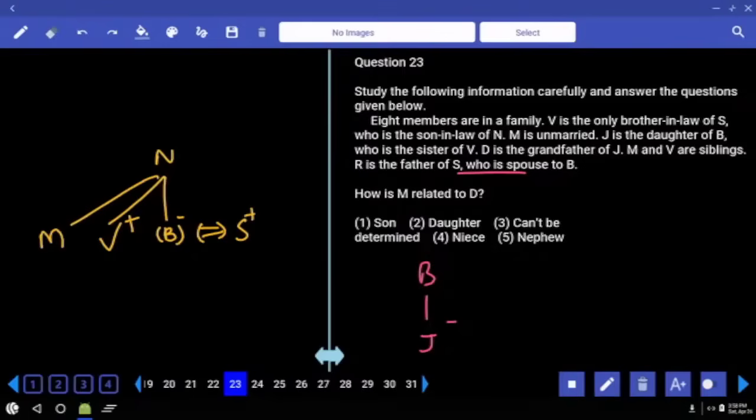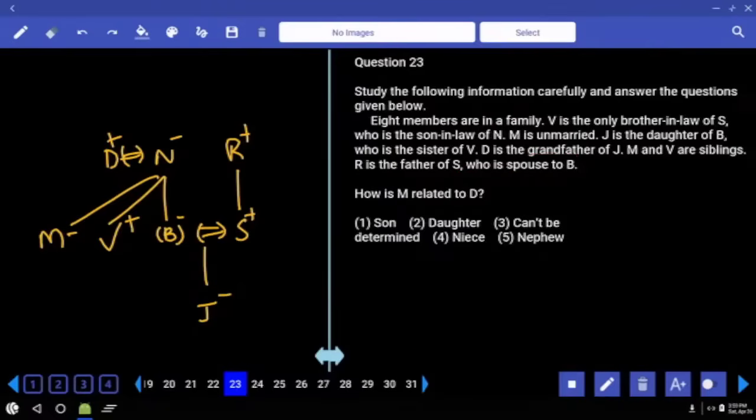Now V is the only brother-in-law, which means M must be a female. Then J is the daughter of B. Now J will be here, daughter of B. And B is the sister of B. D is the grandfather of J. M and V. R is the father of S. Who is the father here? R is the father. If R is the father here, D is the grandfather of J, and D must be here, the husband of N. D is a male, N is a female. Any other information? That's it. 8 members were there.